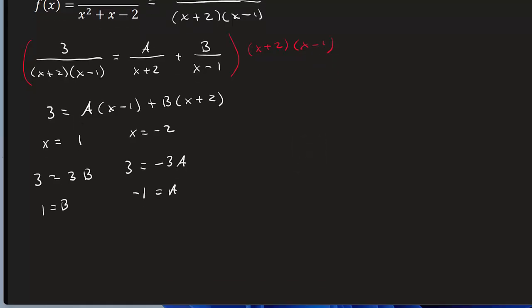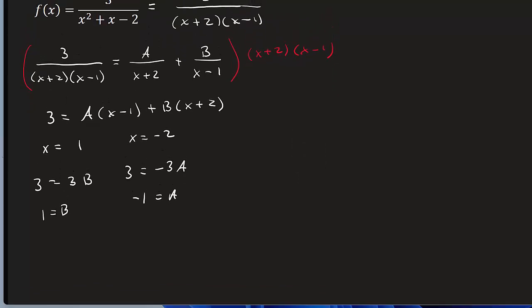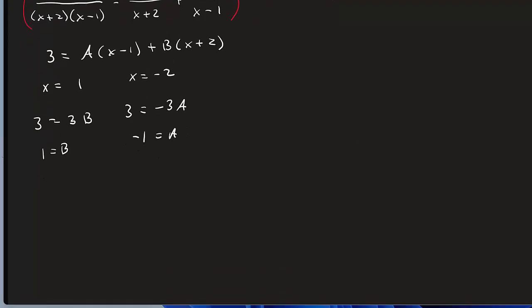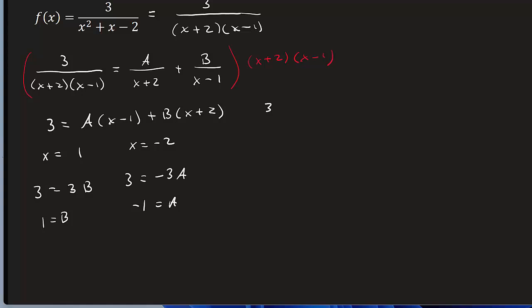All right, so now we're going to plug the 1 in for B and the negative 1 in for A. That's going to give us 3 over x squared plus x minus 2 is equal to 1 over x minus 1 minus 1 over x plus 2. So I plug the 1 in here, and the negative 1 in for A, and I just swapped them. I just wrote this second, wrote this first.